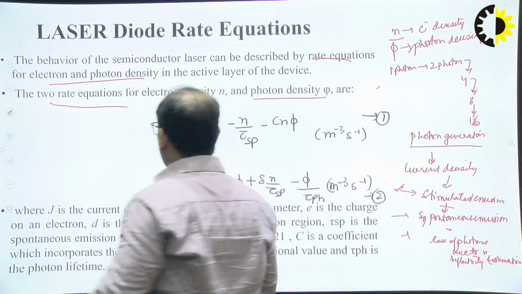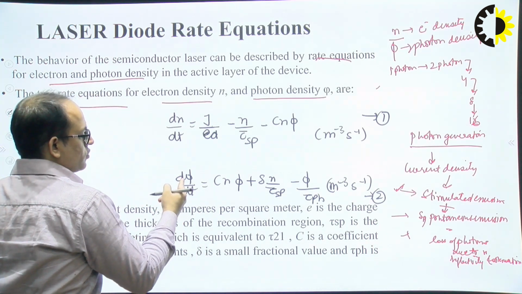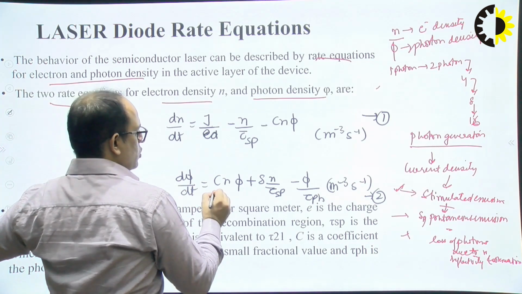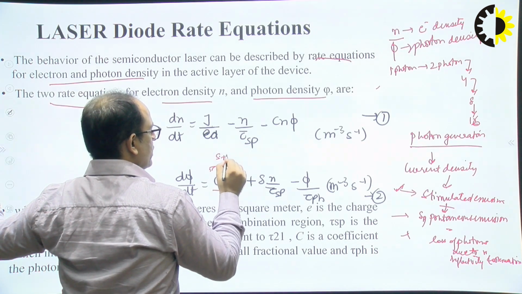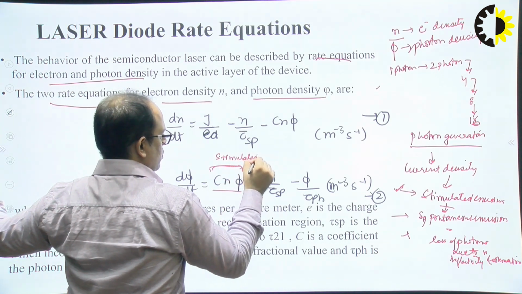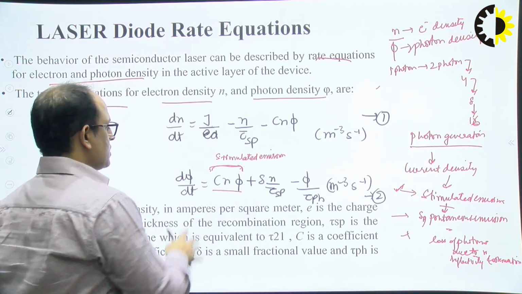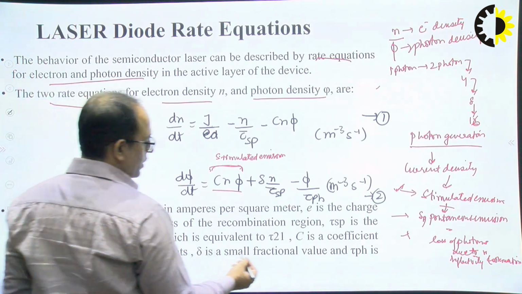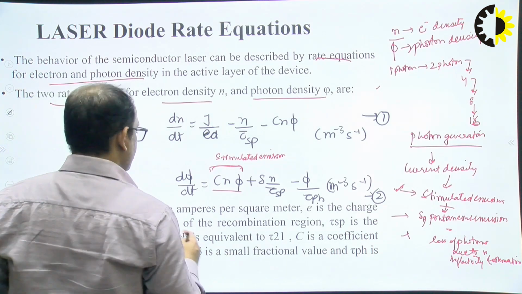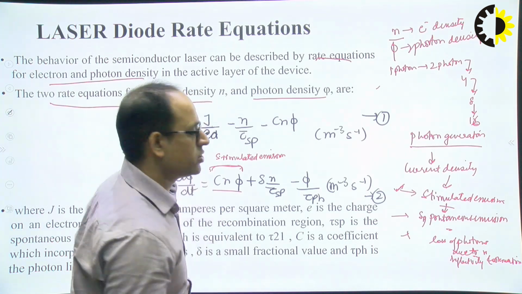Clear? Now therefore, the rate equation: d phi by dt, this is the photon density change with respect to time, is equal to C n phi. This C n phi represents the photon generation due to the stimulated emission. Clear, and C is a coefficient, like the B coefficient, which defines the strength of the stimulated emission. Clear.